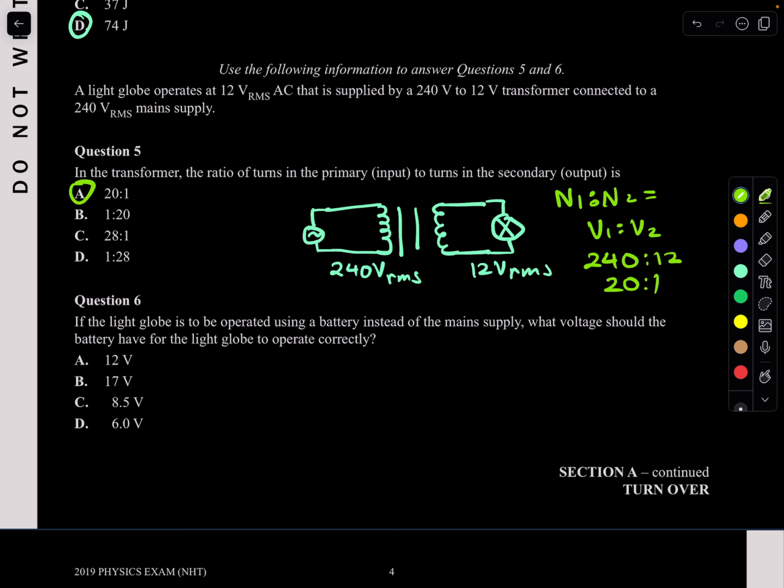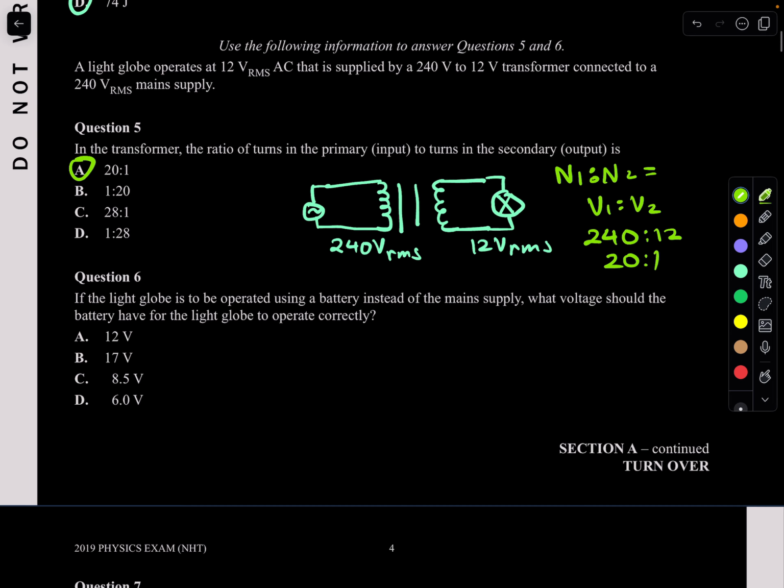Question 6. If the light bulb is to be operated using a battery instead of a main supply, here is an important thing. It is a battery. So a battery is DC now. We're dealing with DC. So imagine drawing the same thing, but now you rub this out and you actually have a battery. So DC. Instead of a main supply, what voltage should the battery have for the light to operate correctly?